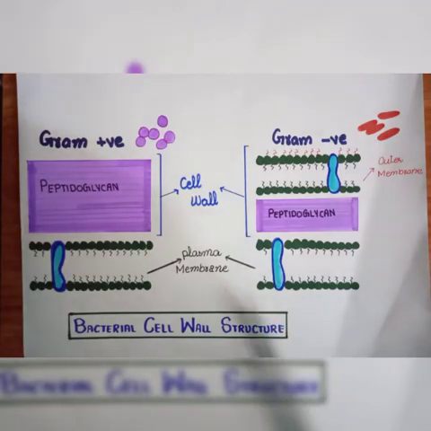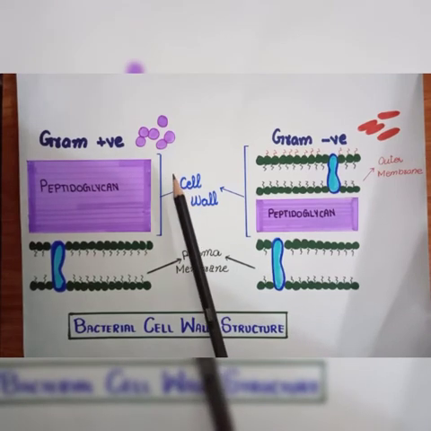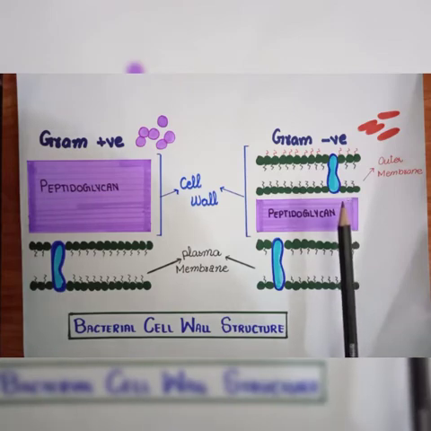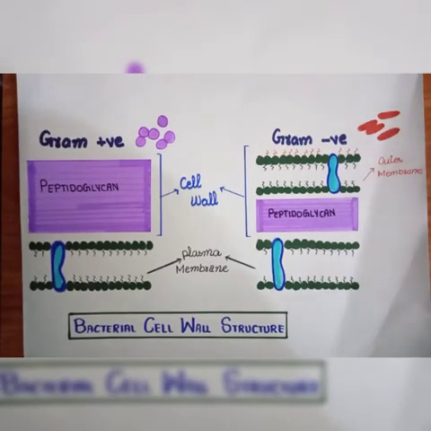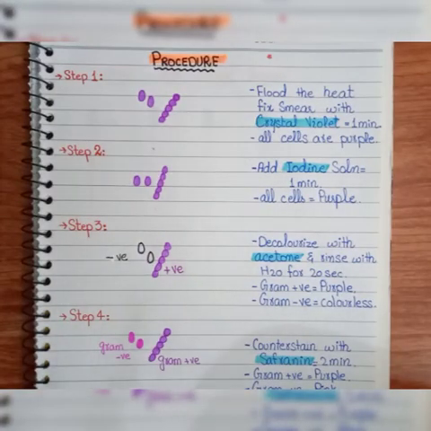The gram positive bacteria retain the color of the crystal violet and appear as purple, while the gram negative bacteria do not retain the color of the crystal violet but take up the color of the counter stain and appear as pink or red, and that is the difference between the gram positive and gram negative bacteria. So here we have some steps of the gram staining.